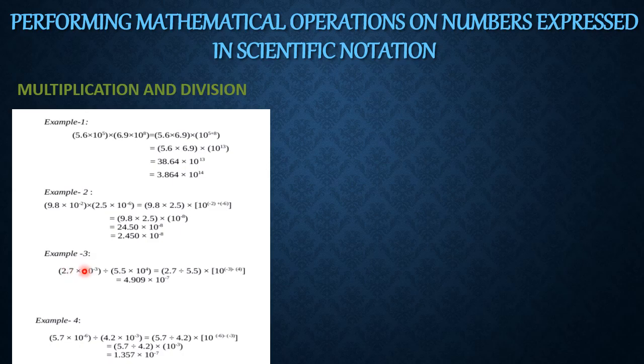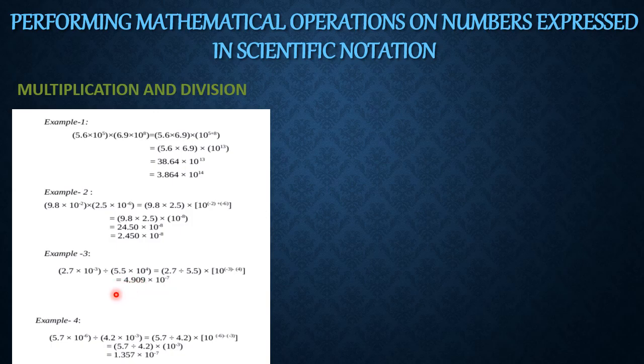2.7 into 10 to the power minus 3 divided by 5.5 into 10 to the power 4. As usual, normal division, 2.7 by 5.5. This is the law of indices. The second law of indices says that a to the power m by a to the power n equals a to the power m minus n. That is applied here. So the answer is 4.909 into 10 to the power minus 7. Already it is in scientific notation, so no need to convert.